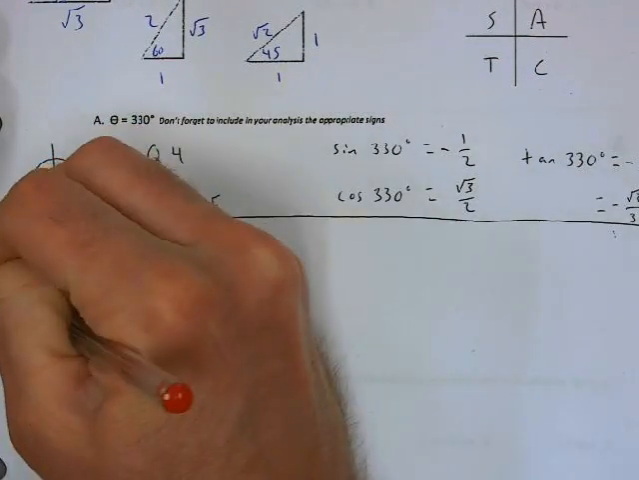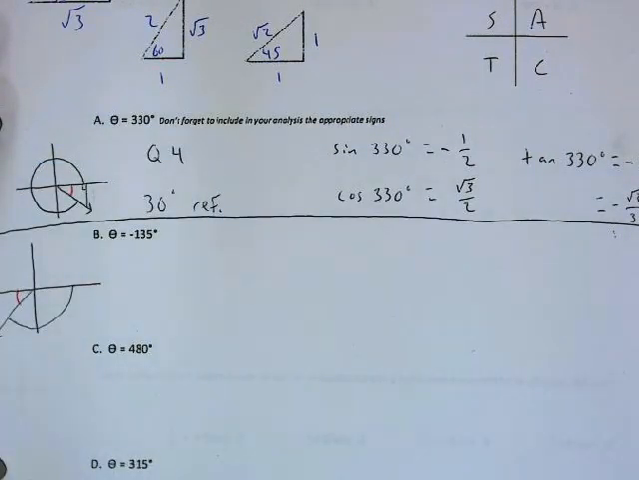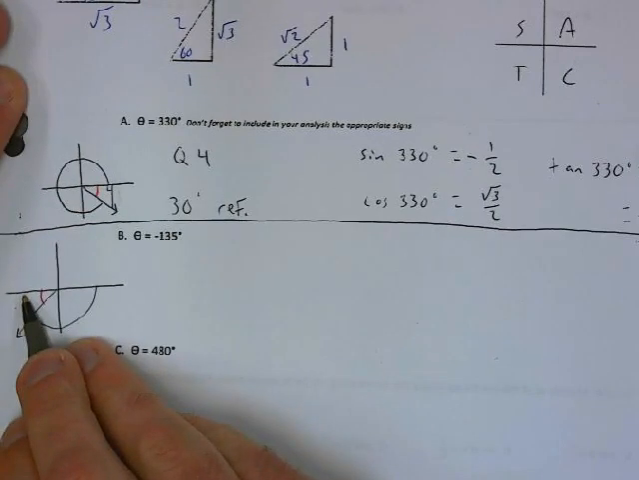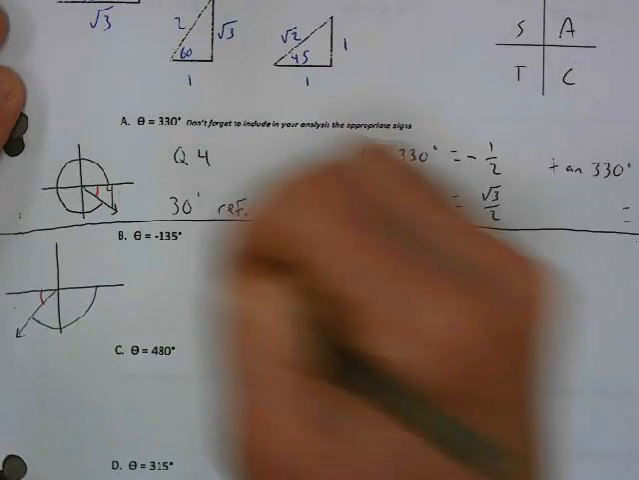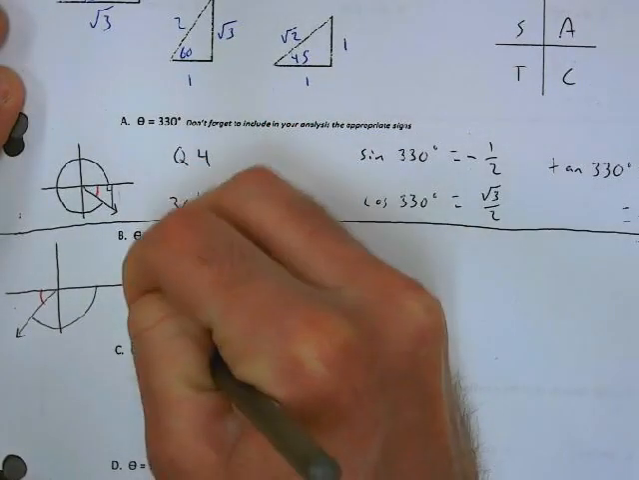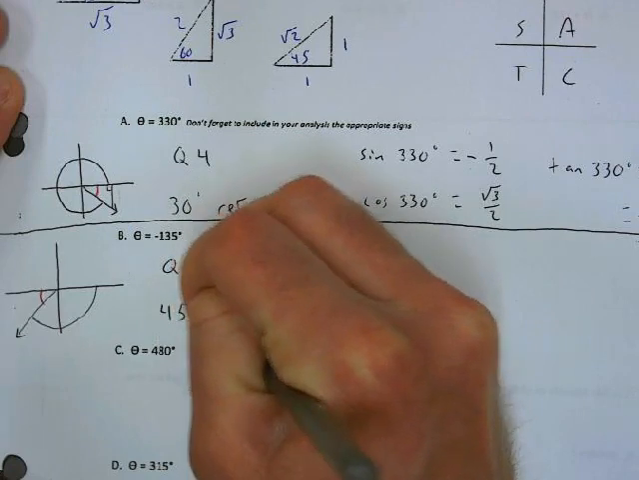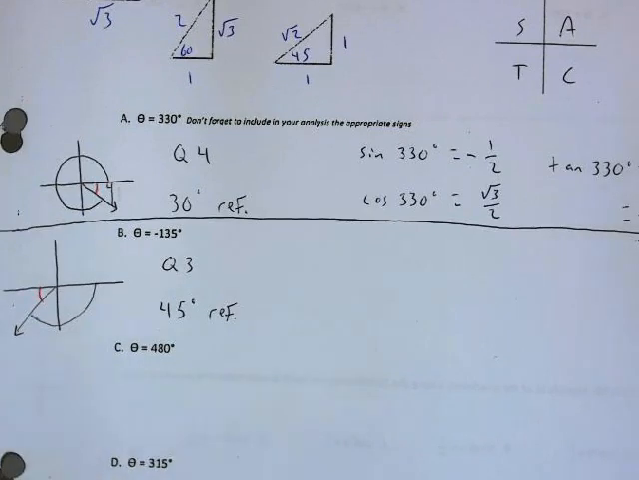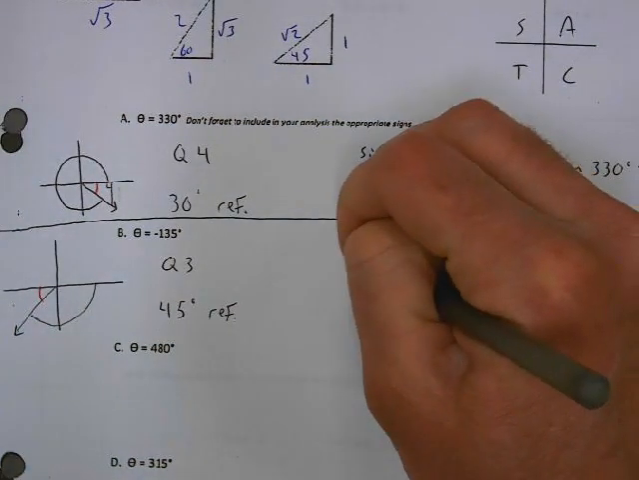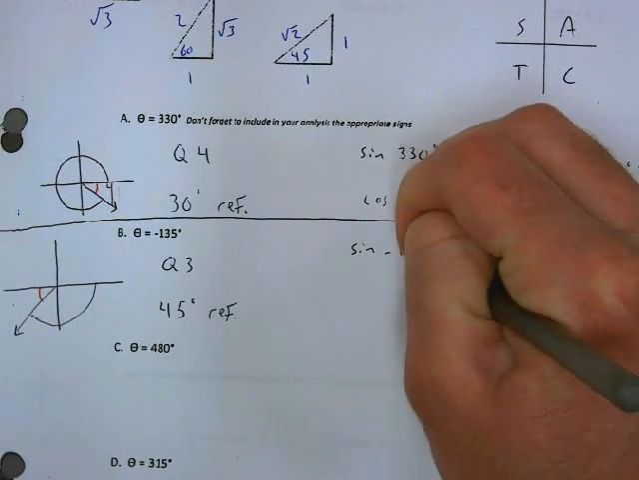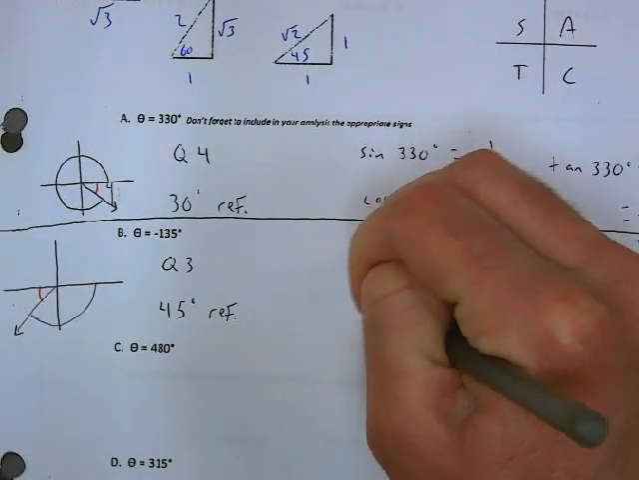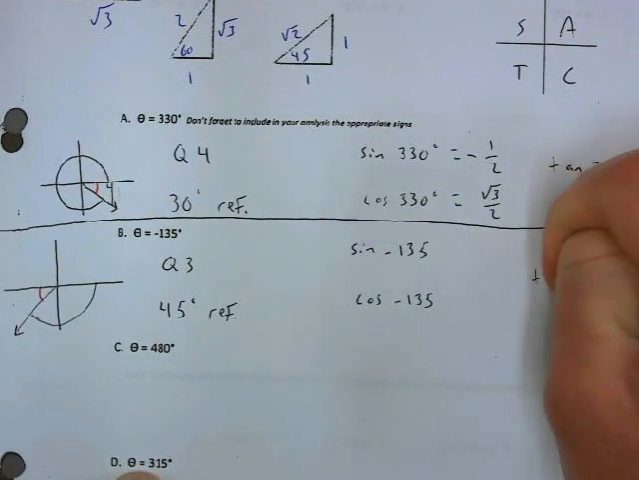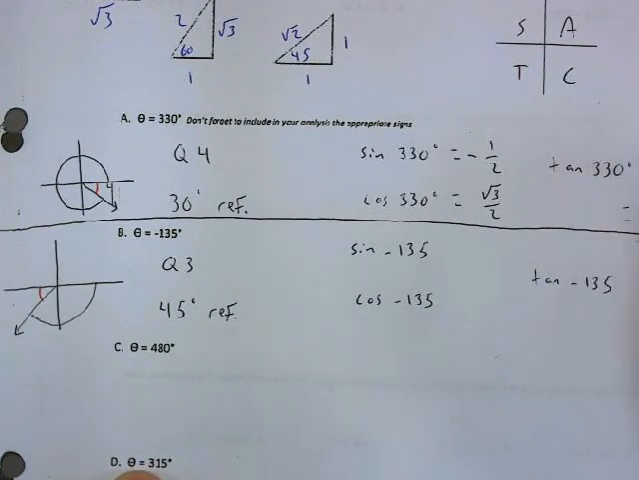And then, what would our reference angle be? Since we went 45 degrees past 90, it would be another 45 degrees to get to here. So then we're obviously in quadrant 3, and we have a 45-degree reference angle. All right, next, what is the sine, cosine, and tangent of that angle? So we're going to find the sine of negative 135 degrees, the cosine of negative 135 degrees, and the tangent of negative 135 degrees.